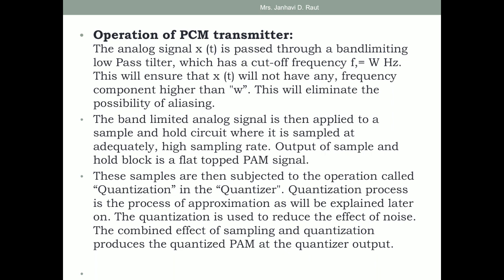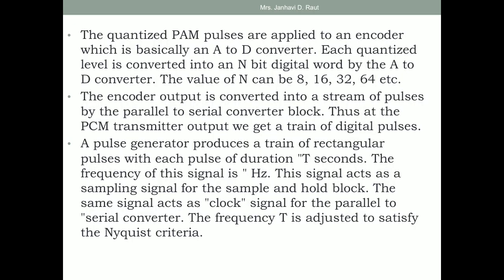The quantized PAM pulses are applied to an encoder, which is basically an A to D converter. Each quantized level is converted into an n-bit digital word by the A to D converter. The value of n can be 8, 16, 32, or 64. The encoder output is converted into a stream of pulses by the parallel to serial converter block.